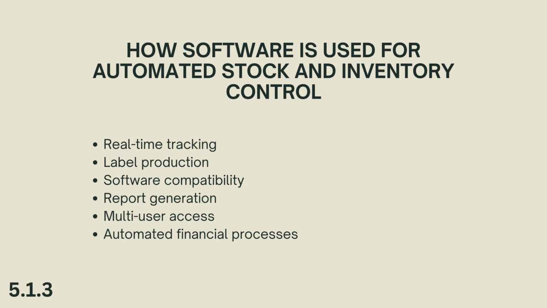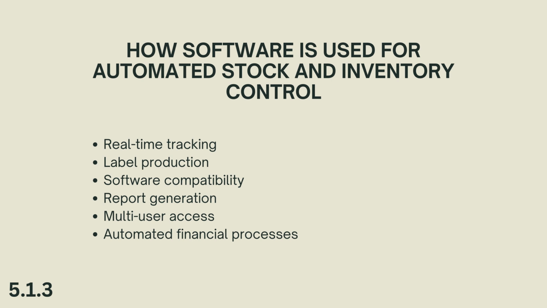As businesses grow and demand for their products increases, manually tracking stock and inventory becomes increasingly challenging and error-prone. This is where digital technology, specifically automated stock and inventory control software, comes into play. These software solutions offer several key features that revolutionize how businesses manage their resources. Real-time tracking. Using QR codes and barcodes, these systems can monitor stock and inventory levels across multiple locations instantly. Label production. The software can generate QR codes or barcodes, streamlining the labeling process.